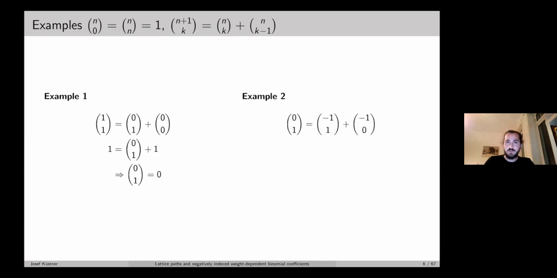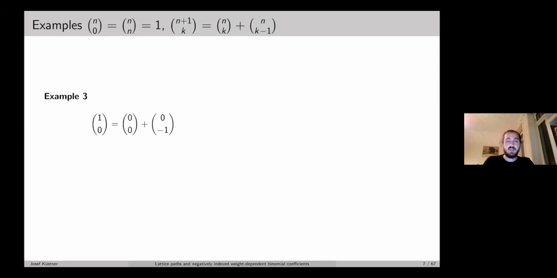Okay, now we can do some negative numbers. We know that 0 choose 1 is 0 from example 1. We know that minus 1 choose 0 is 1 from the initial conditions. So we can compute minus 1 choose 1, and it will be minus 1. Okay, another example. Now we take the recurrence for 1 choose 0 equal to 0 choose 0 plus 0 choose minus 1. So we know that 1 choose 0 is 1 from the initial conditions, the same for 0 choose 0. So we can compute 0 choose minus 1, which is 0.